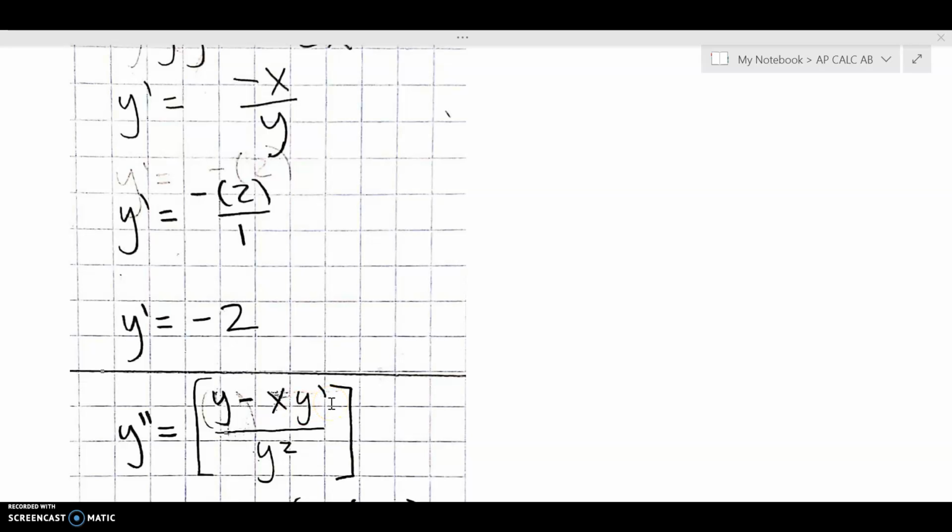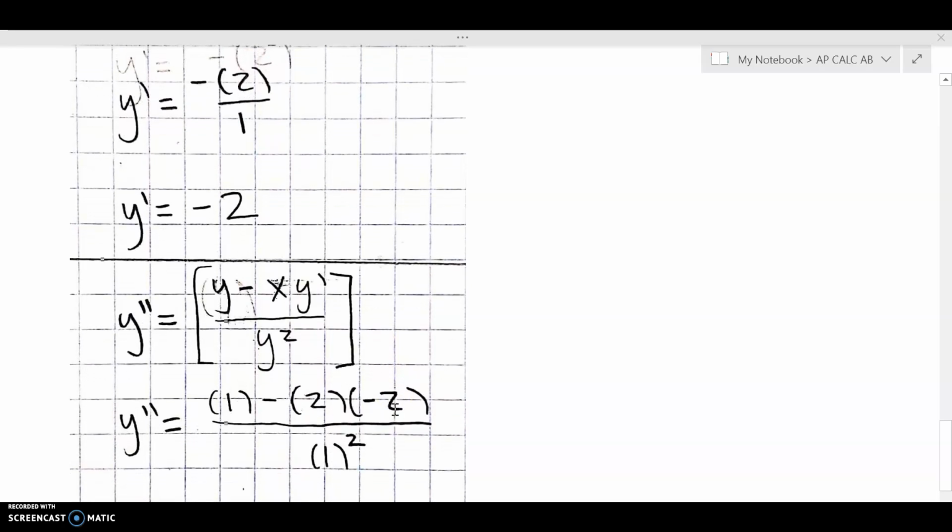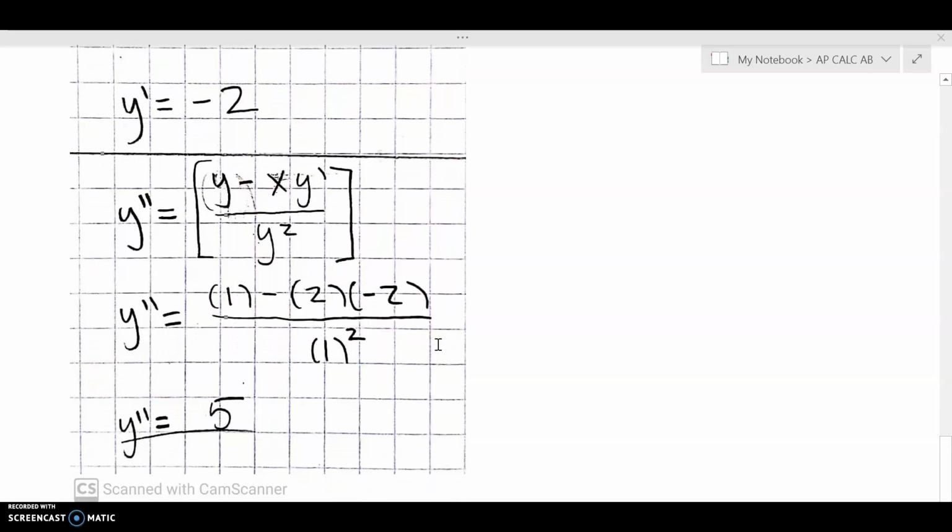But since we have that point, and we know that y prime is equal to -2, we can actually go about plugging in -2 into this y prime, and we can also plug in the points themselves. So if you plug everything in, including this -2, you should get something that looks like this, which is 1 minus 2 times -2 over 1 squared. If you simplify this, you should get 5.